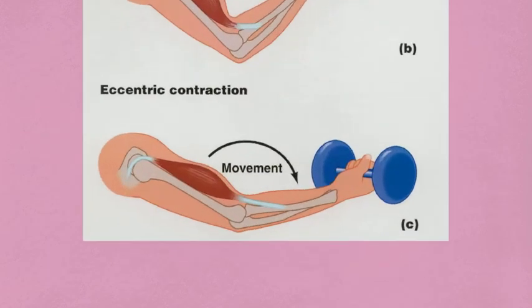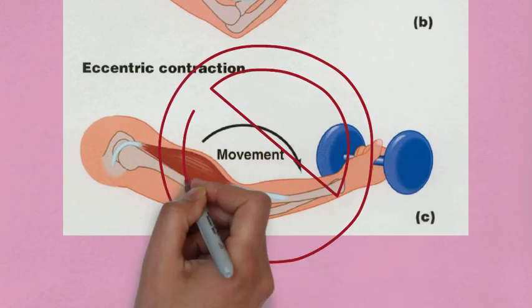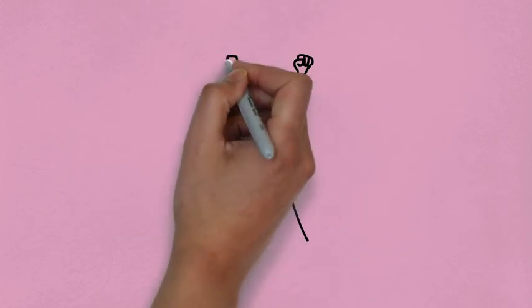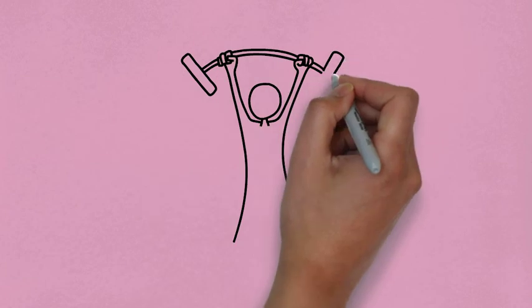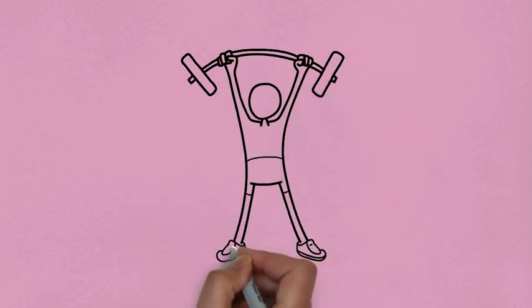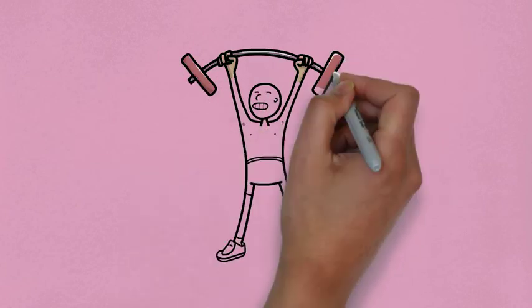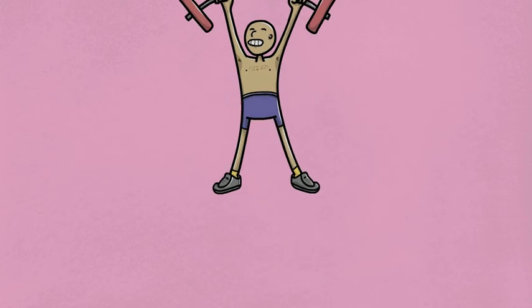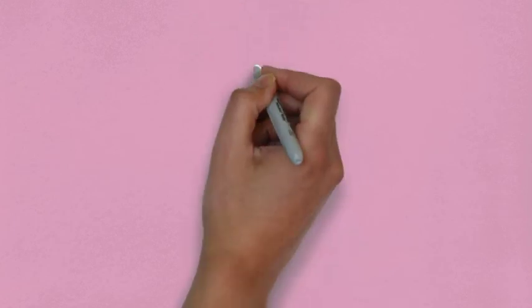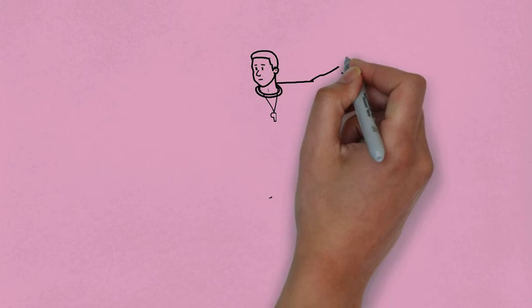DMD patients should avoid eccentric contractions, since this type of contraction makes the muscle more prone to damage. Performing squats, push-ups, pull-ups, walking down the stairs, and lifting weights are all examples of eccentric muscle contraction. However, this doesn't mean that boys with DMD cannot participate in physical education with the rest of their classmates.